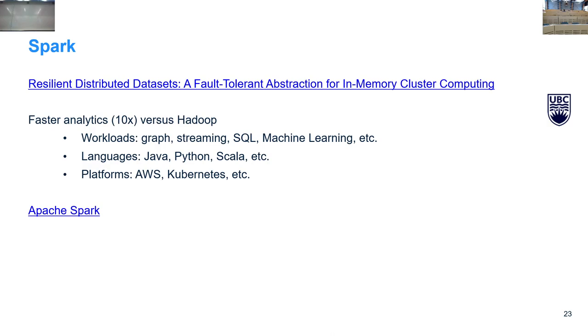And that is actually a link to the Apache Spark paper. Actually, no, I take it back. That's a link to the Apache Spark website. The first link is to the paper. The second is to the Apache org's implementation of Spark, which is an open source version. And it's actively used. People do use some version of Spark today.